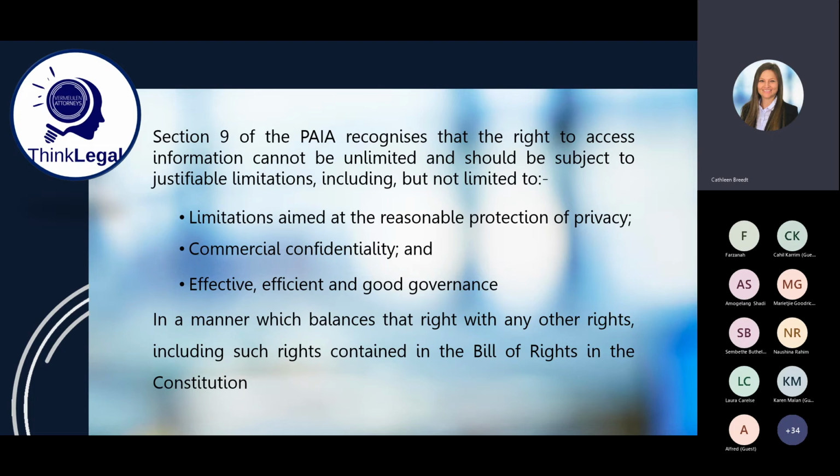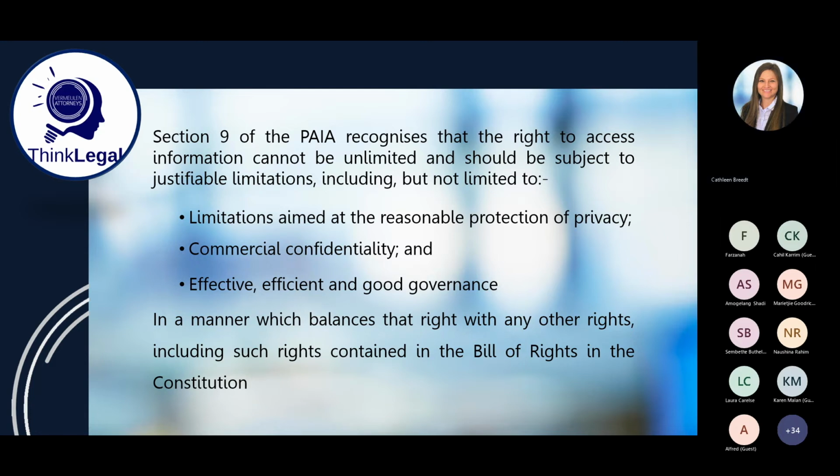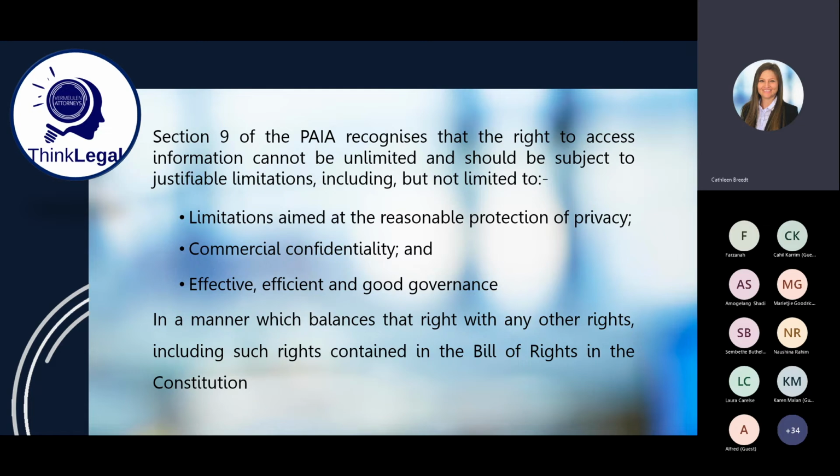So Section 9 of PAIA recognizes that the right of access to information cannot be unlimited, like I said, POPI, and should be subject to justifiable limitations, including but not limited to limitations aimed at the reasonable protection of privacy, commercial confidentiality, effective, efficient, and good governance. So naturally, when certain information should be protected by POPI, your PAIA manual should recognize this. Your trade secrets are not something that has to be available for inspection, obviously. Otherwise, how can your business survive? And then the very broad term of effective, efficient, and good governance is as broad as one can understand it to be. And all of those have to be done in a manner which balances the rights with any other rights, including such rights contained in the Bill of Rights in the Constitution.